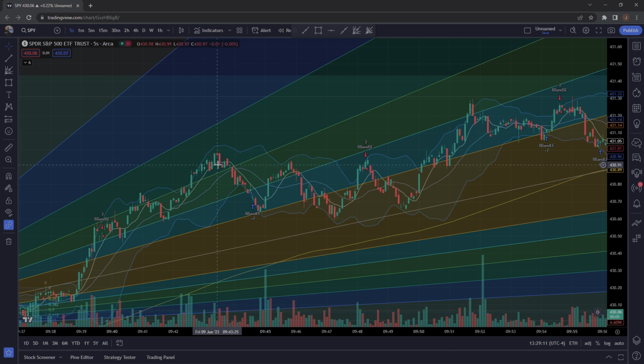There's a nice evening star set up on the candles, and of course price broke below the existing fib line here, and this is the trade entry right here. Price is under the 8-period moving average, confirmation was 8-period crossing below the 20, and of course price crossing below that fib line. There's a 1-for-1 bearish trade here.